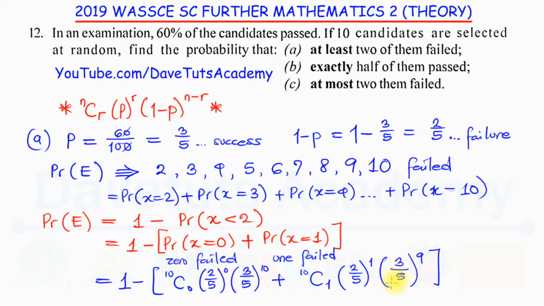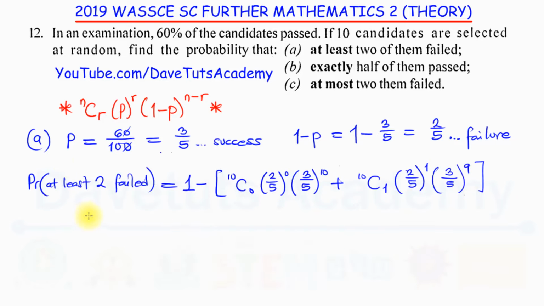So this is what we need to evaluate to effectively solve this particular question. Here we have the expression for the probability of at least 2 of the students failing: 1 minus the probability in which none fails and all pass, and the probability in which 1 fails and 9 of them pass. So if you want to evaluate this, it will be 1 minus.